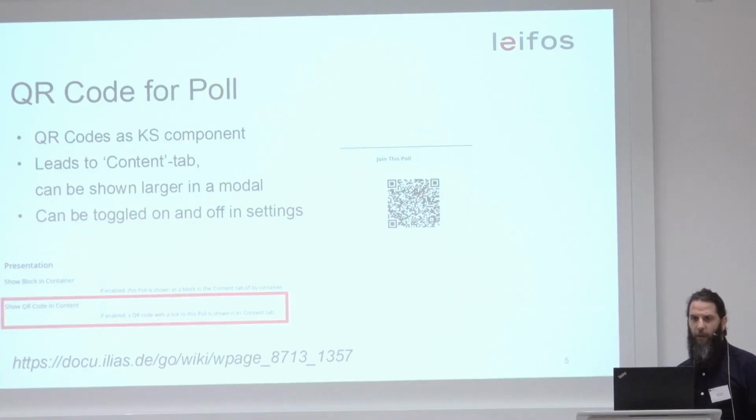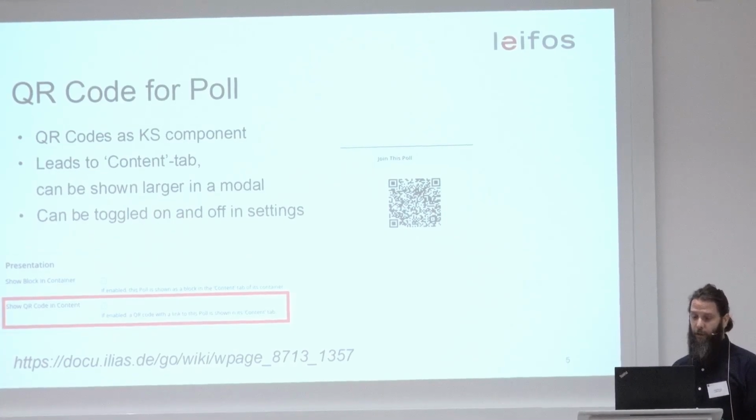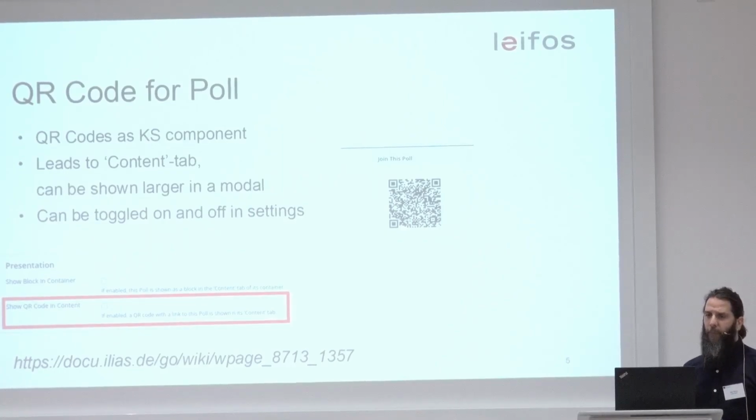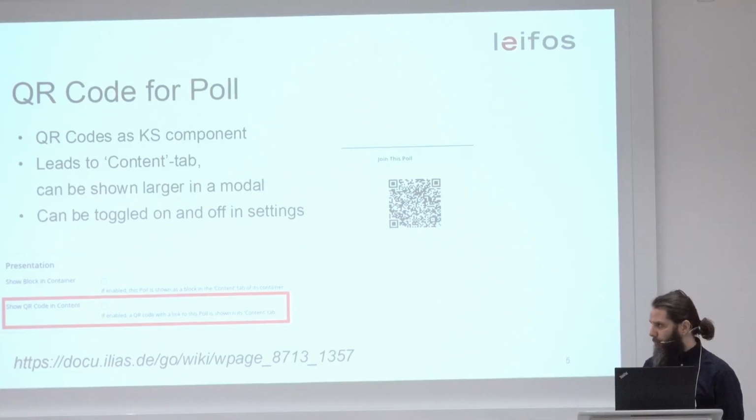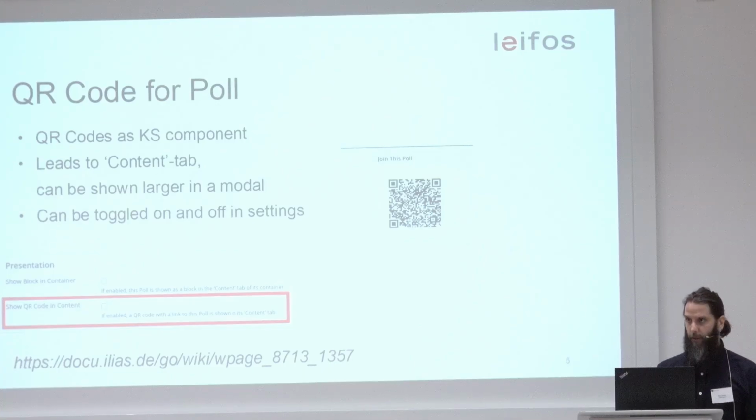As mentioned, the QR code should be a Kitchen Sink component, but it should also be toggled on and off. So if you want, you can use the code to access the poll. If not, you can just not turn it on. The default setting should be, as always, the QR code switched off.